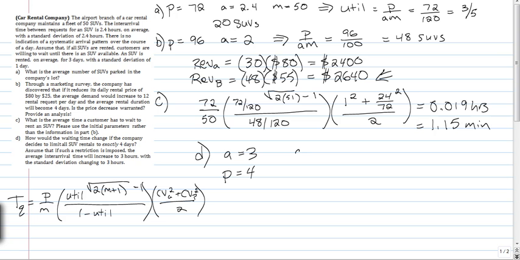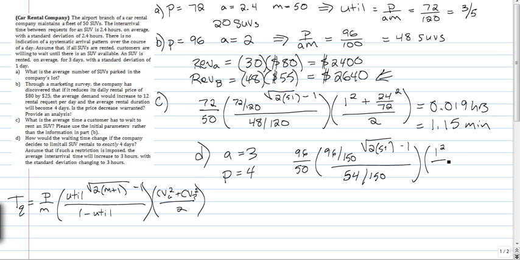The new activity time is 96 hours over 50 times a utilization of 96 over 150. This raised to 2 times 51 minus 1, all over the 1 minus the utilization, or 54 divided by 150. Our CVA is equal to 1 squared. As I said, CVP is equal to 0. All that divided by 2. The answer to this therefore yields 0.046 hours, which converts to a waiting time of 2.75 minutes for an SUV.